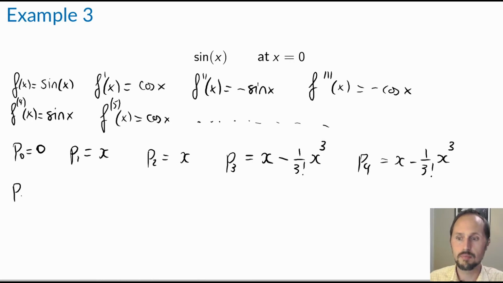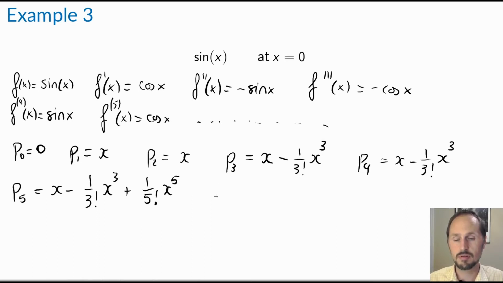And then P5 is going to be what we get by evaluating cosine of x at 0, which gives us 1. So we're going to get x minus 1 over 3 factorial x cubed plus 1 over 5 factorial times x to the fifth. P6 is going to be the same thing again. I'm not going to recopy it, but for P6 we're just going to pick up a sine of x evaluated at 0. And we're going to repeat this pattern.